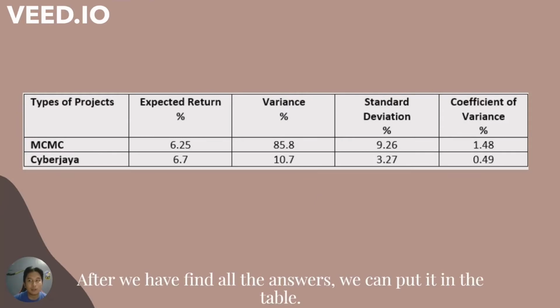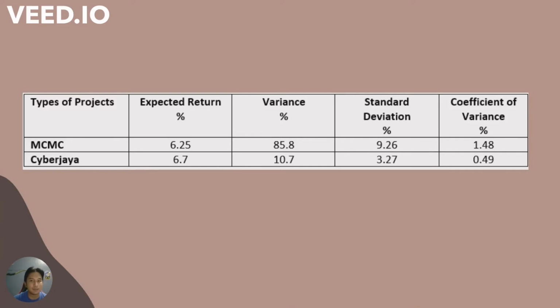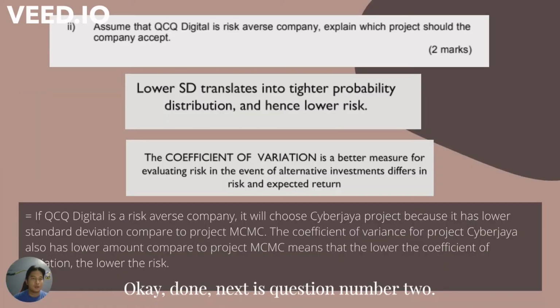After we have found all the answers, we can put them in the table. Okay, then next is question number 2. Assume that QCQ Digital is a risk-averse company. Explain which project the company should accept.